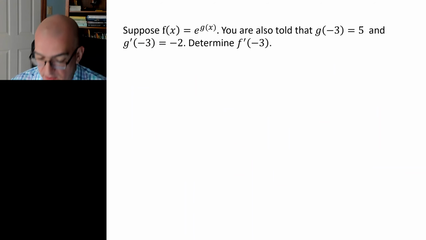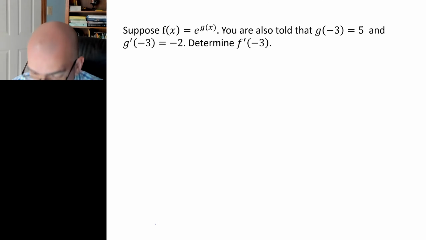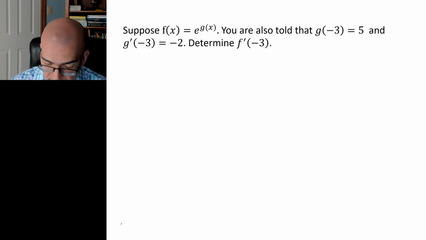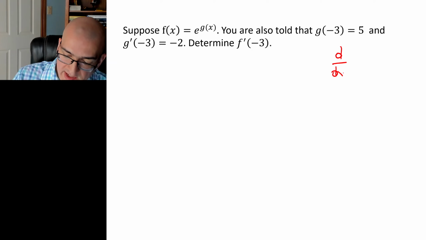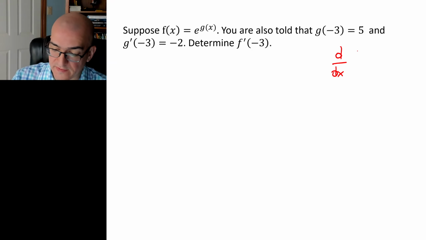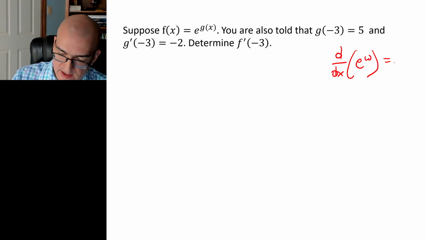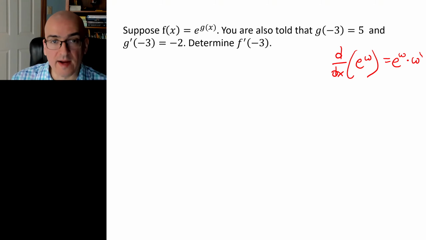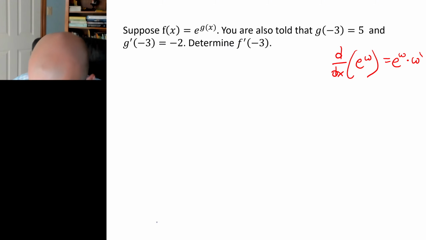Next one, very different. It's not a log function, it's an exponential function. So what we have to think about is how to get access to this rule for derivatives of exponential functions. What is the derivative of e to the power of w? It's e to the w times w prime. So I'm going to start that way.